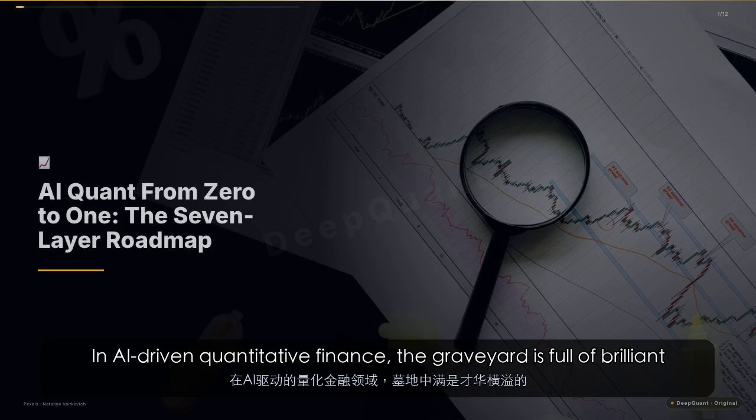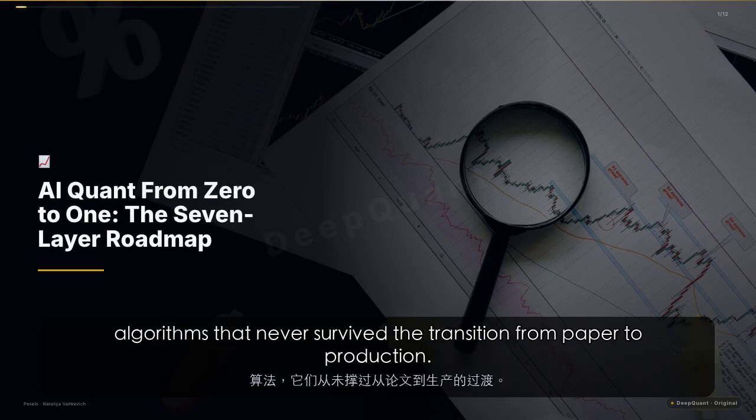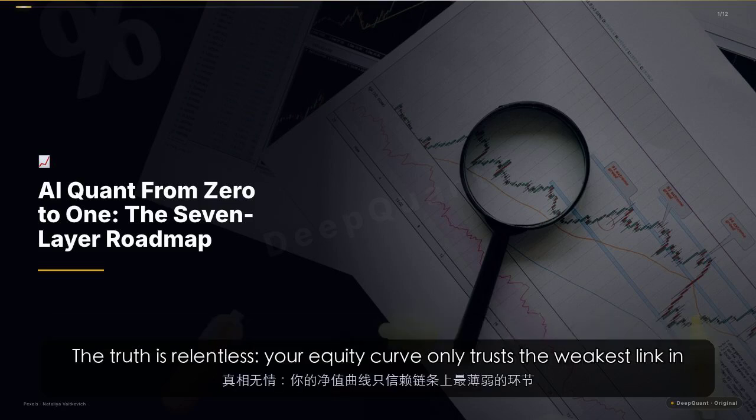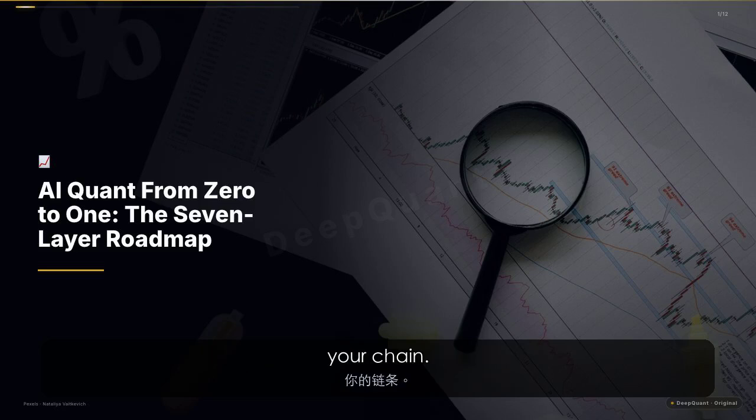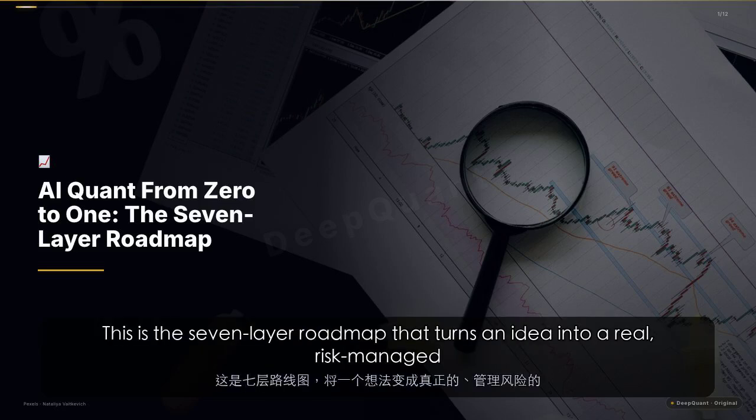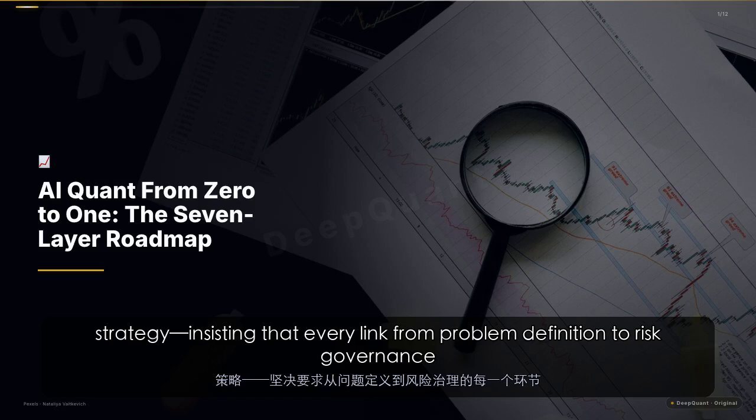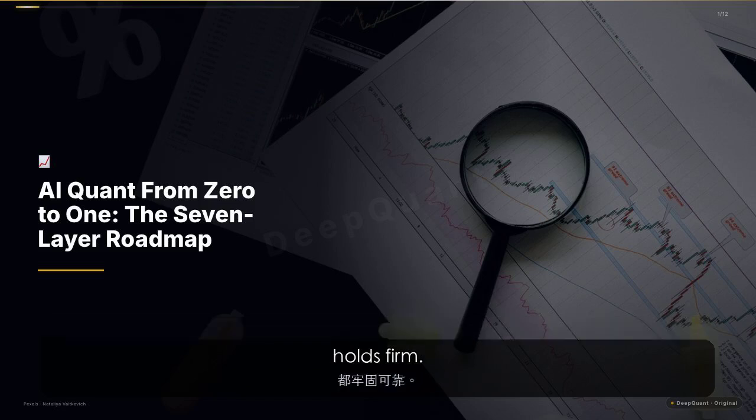In AI-driven quantitative finance, the graveyard is full of brilliant algorithms that never survived the transition from paper to production. The truth is relentless: your equity curve only trusts the weakest link in your chain. This is the 7-layer roadmap that turns an idea into a real, risk-managed strategy, insisting that every link from problem definition to risk governance holds firm.